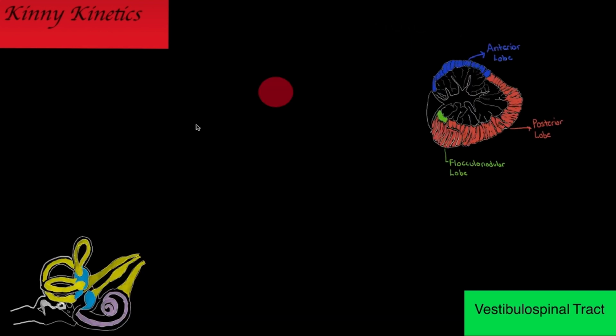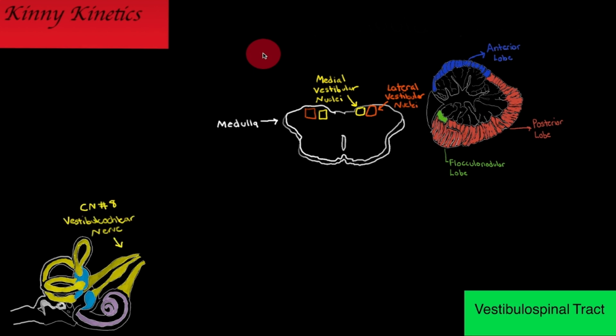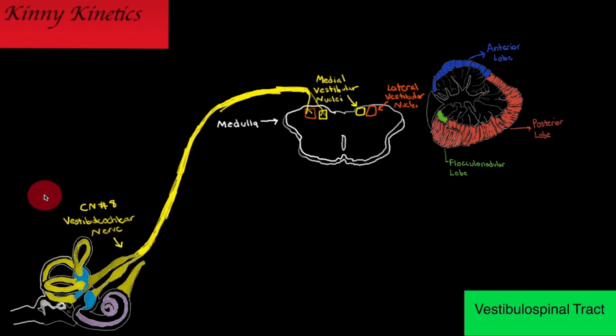Here you see images of the vestibular apparatus as well as a cross-section of the cerebellum. Within the medulla are the lateral and medial vestibular nuclei. Information from the vestibular system will synapse on the medial and lateral vestibular nuclei. The cerebellum will send its information to the medial and lateral vestibular nuclei as well.